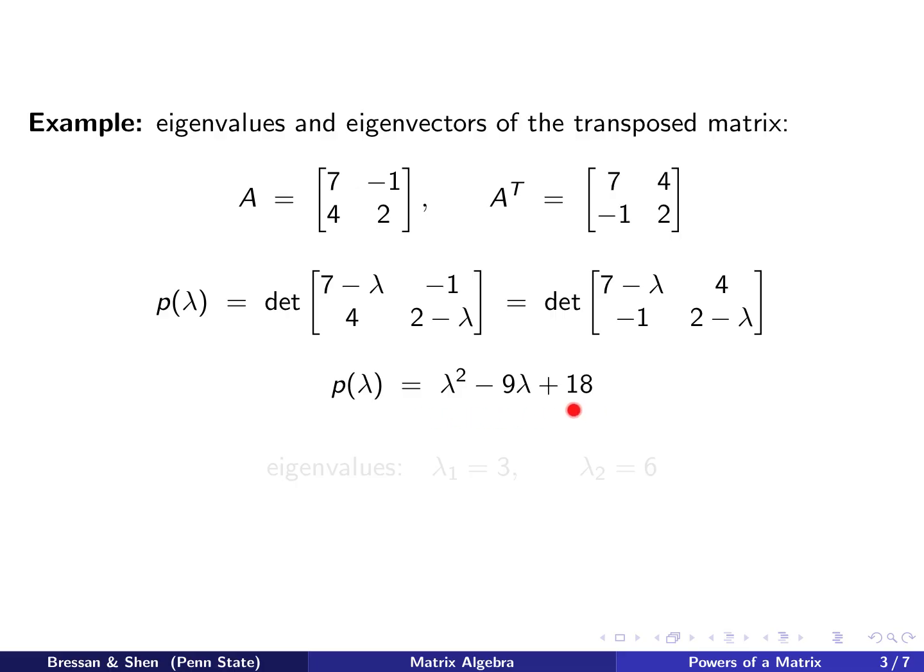Note that 18 is 3 times 6, or negative 3 times negative 6, and those two numbers add up to negative 9. So this will just be lambda minus 3 times lambda minus 6. Therefore, we obtain two eigenvalues. Let's say lambda 1 is 3 and lambda 2 is 6.